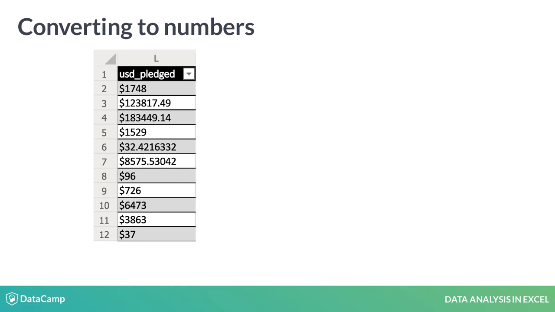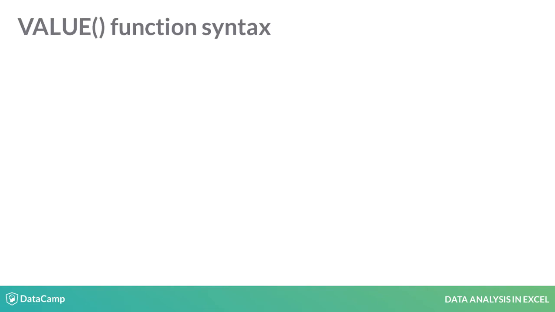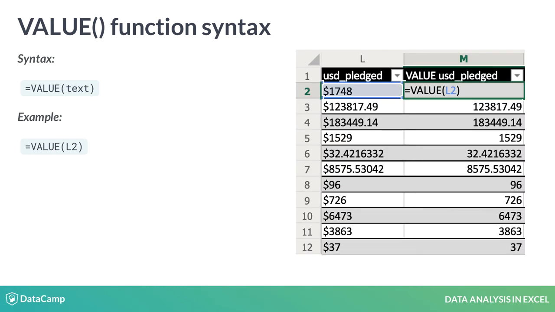Let's fix the data type so it is recognized as numeric. The function in this case is value, which converts a string text that represents a number to a number. The syntax is very straightforward. Equals value, open parentheses, then the cell you want to reassign, close parentheses. Now you see how the dollar signs are removed and the values have shifted to be right aligned.